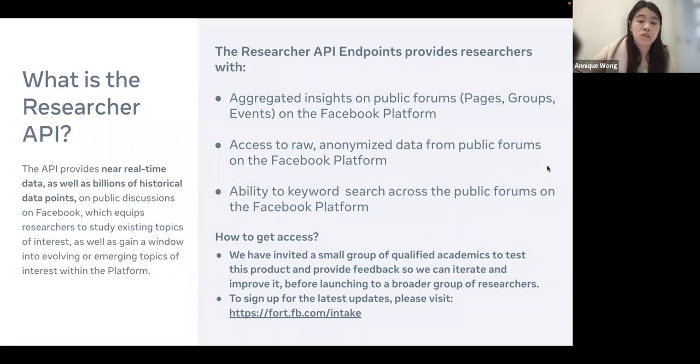And the types of research that we hope the Researcher API can enable include natural language processing, content and discourse analysis, as well as information visualization.